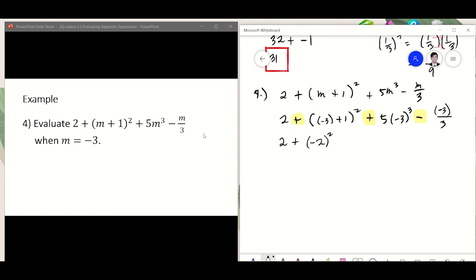Next would be our third term. We start from getting the cube of negative 3, meaning you're multiplying negative 3 by itself three times. So negative 3 times negative 3 is 9. 9 times negative 3 is negative 27.